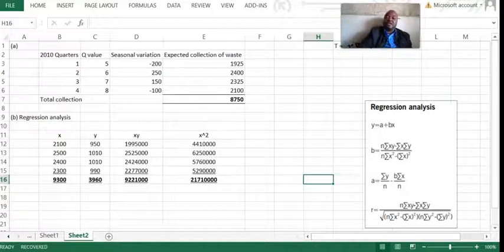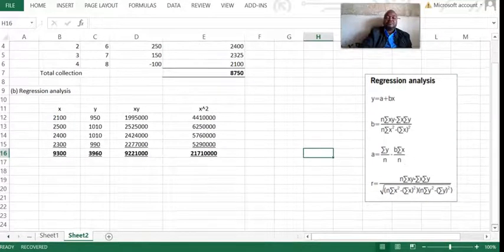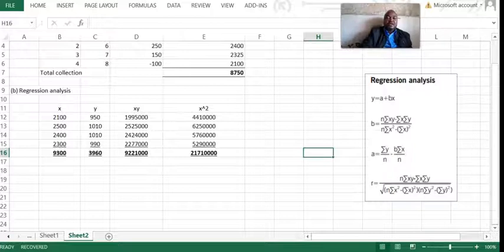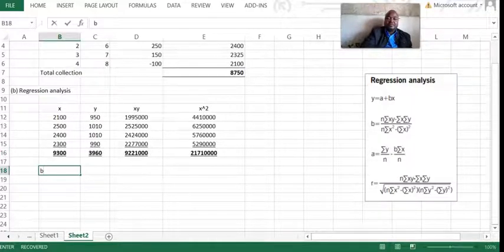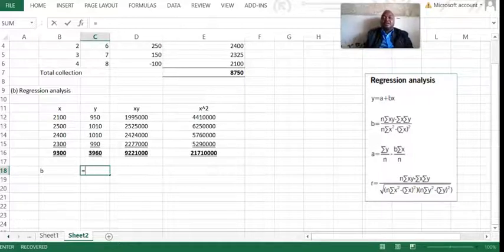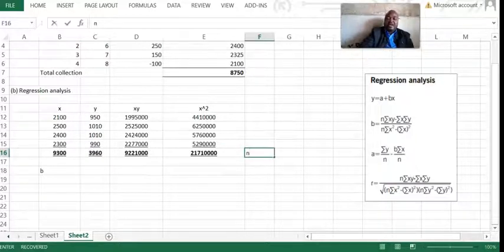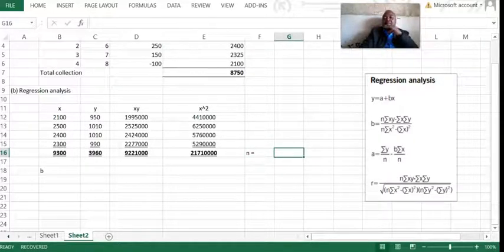We then have to slot those figures in the provided formulas. Okay, so let's start with the B. B is equal to N. Okay, B is equal to N. So let us indicate the value of N. N is equal to the value of N. The value of N is the number of rows, as you can see here.